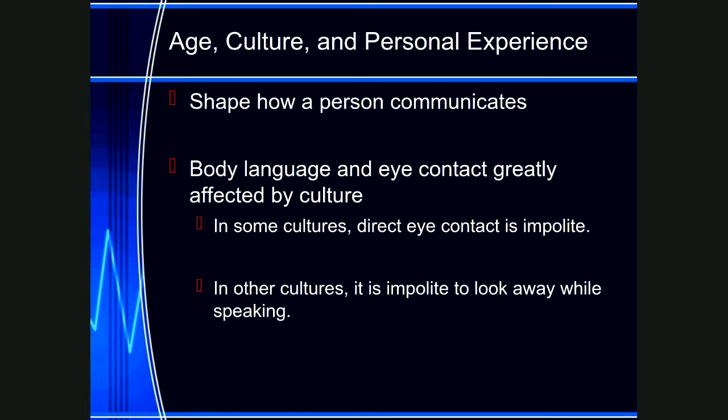Some other things that you come across: age and culture. It shapes how a person communicates. Age, culture, and personal experience, body language, and eye contact are greatly affected by culture, because in some cultures, direct eye contact is impolite. Our culture, for the most part, is we look at each other in the eye when we're talking to them. Some cultures aren't that way.